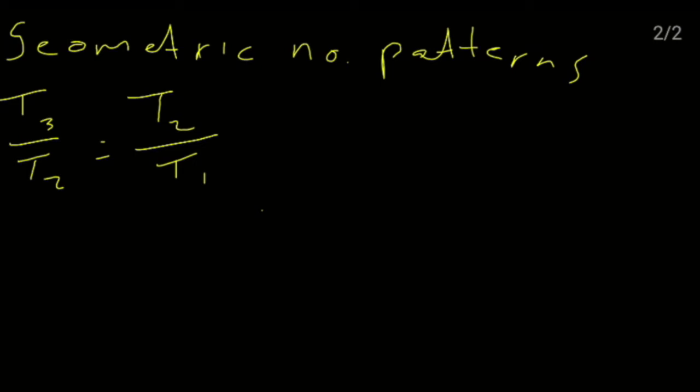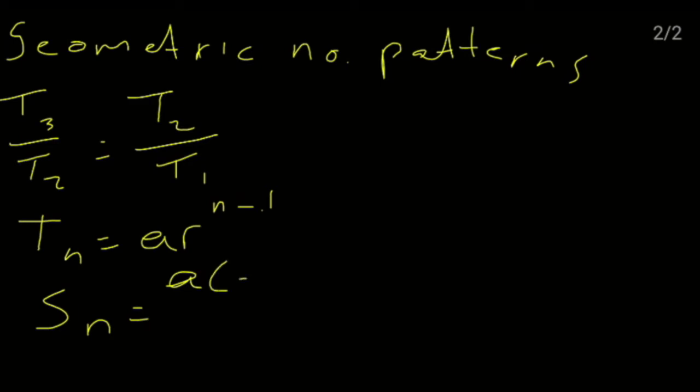And looking at the different formulae, we have the first one, which is Tn equals a times r all to the power of n minus 1, and then the sum formula for geometric, Sn equals a open bracket r to the power of n minus 1 close bracket all over r minus 1.